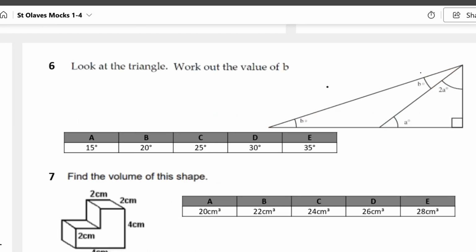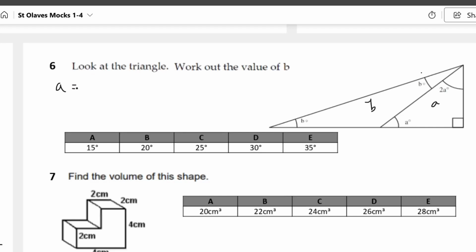So to work out the value of B, bear in mind these are the same. We now have to figure out, so let's call this triangle A and triangle B. Using triangle A, we know that there are 180 degrees in a triangle, and we know that one of these angles is 90. So altogether, A plus 2A plus 90 is equal to 180 degrees. Then we have to subtract 90 because we're trying to find A. Subtract 90 from both sides, you get 180 minus 90. That means A is equal to 30 degrees.